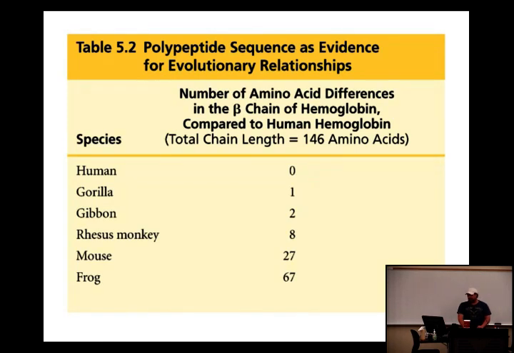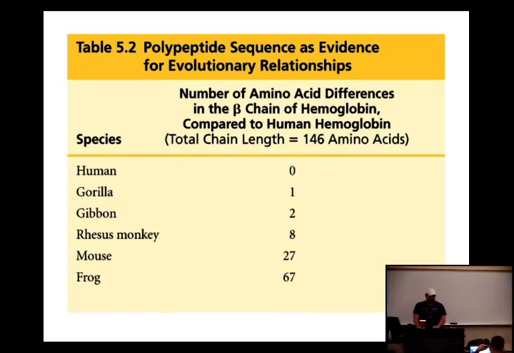All right, so gorilla, if we look at gorilla, there's one variation in amino acid sequence. If we look at gibbons, which is another kind of monkey, there's 2. Rhesus monkeys, there's 8. And in fact, you guys know the blood group. We talk about the Rh positive and negative. So that stands for rhesus because it was first discovered in, can you guess?